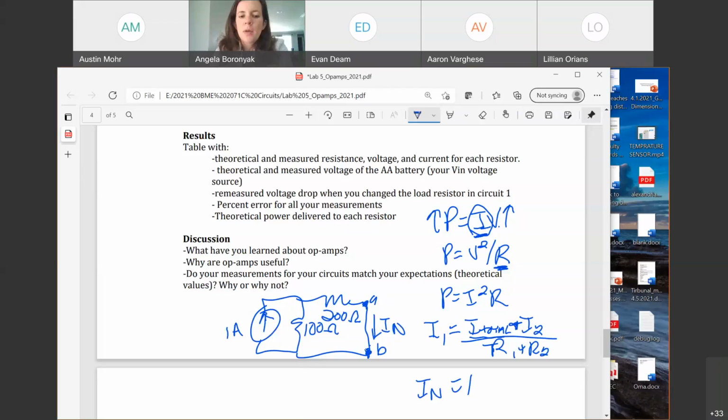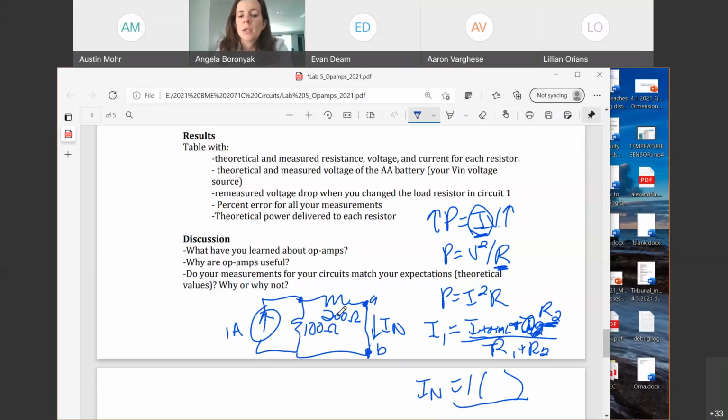One amp, because that 1 amp is before it would split to either go through here or go through here, right? So I have 1 amp. Oh, and this isn't I2, sorry, this would be R2 if I'm finding the current through I1. So which resistor am I going to put here in my equation based on this circuit? I want the current that goes through this part. And what resistor do I put here?